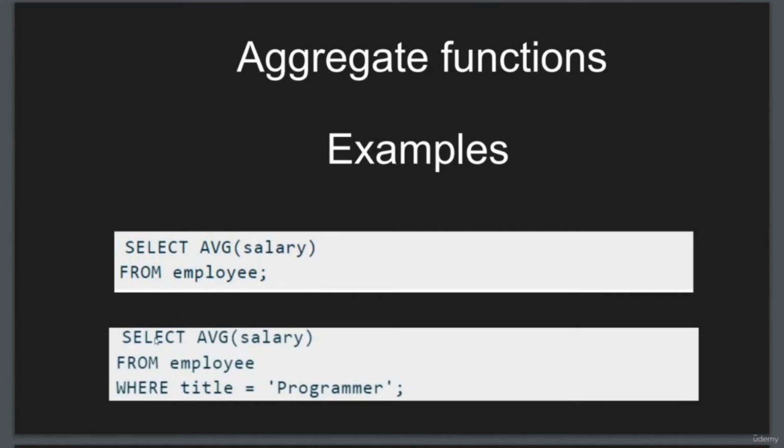We have another example. So here you can see that we have select, then the average function, then salary, after that from the table name which is employee, and we are specifying one more condition which is title equals to programmer. So all the titles which have programmer will get the average salary of all those programmers.